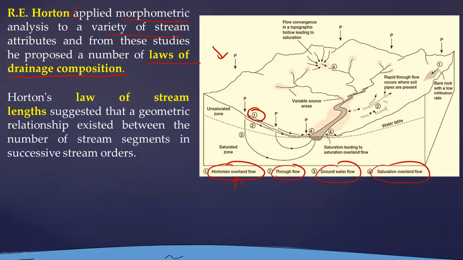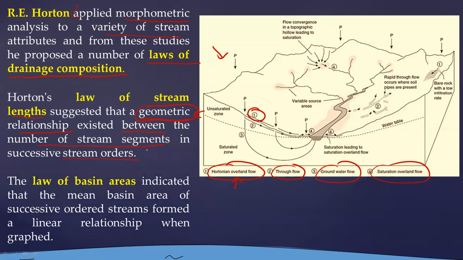Now, Horton's law of stream length, if you observe, suggested that a geometric relationship existed between number of stream segments in successive stream order. So this is something which is important. It's not arithmetic, it's geometric. Right? So this is important to know. And the law of basin areas indicated that mean basin area of successive order streams formed a linear relationship when they put on the graph. So these kinds of relationships were established by Horton.